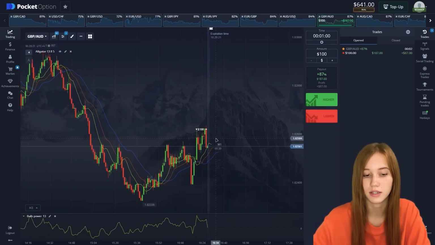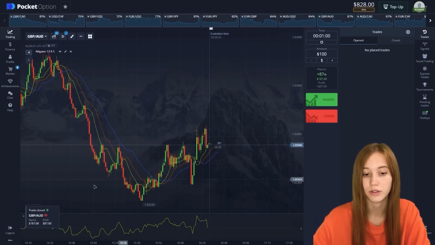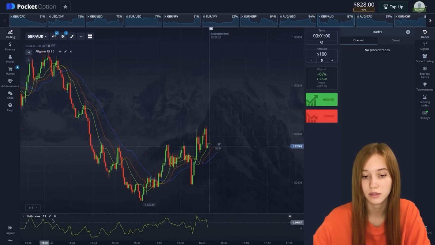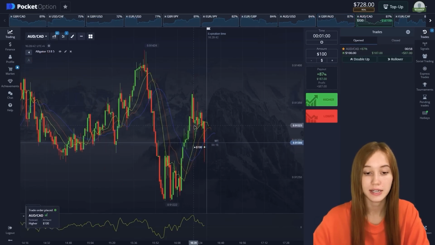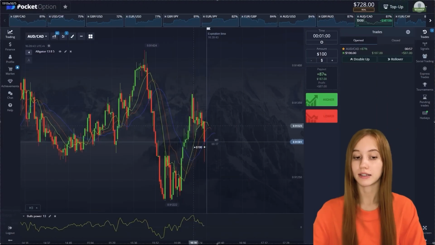6 seconds until the end of the deal. The drawdown occurs and we close the deal with a profit. The balance is $828. So, next concept bar, let's open up and start technical analysis.